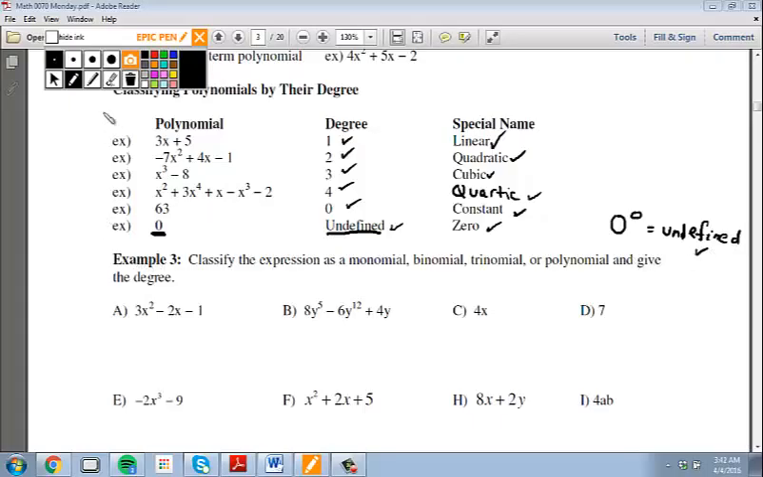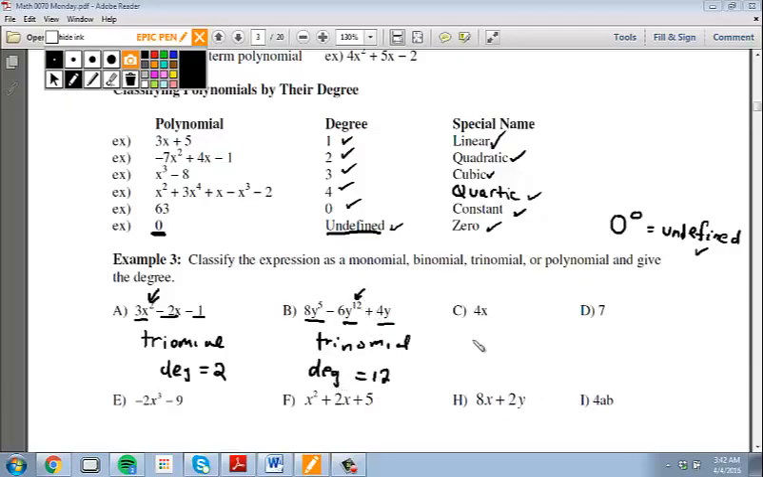Alright, example 3. Classify the expression as a monomial, binomial, trinomial, or polynomial, meaning none of the above, and give the degree. Alright, here we go. A is a trinomial, 3 terms, and the degree is 2 because the highest power term is 2. B is a trinomial, and I cannot spell trinomial tonight. What is wrong with me? And the degree is 12 because the highest power term is 12.